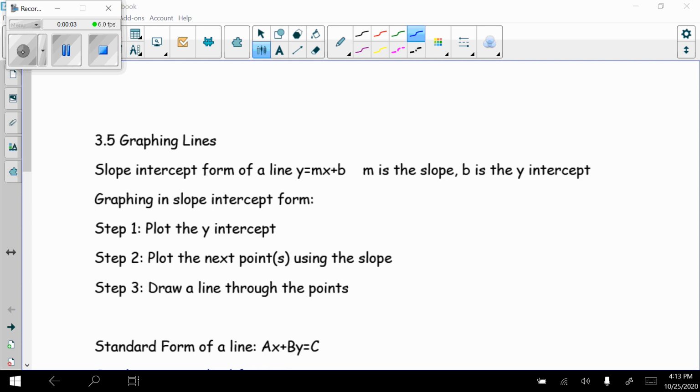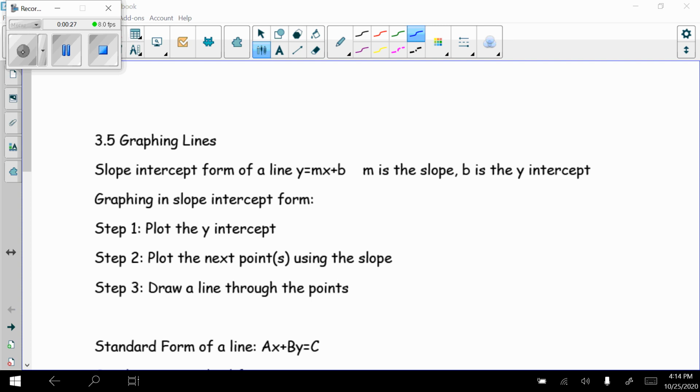Today in geometry, we're going to look at section 3.5. We're going to look at graphing lines. Again, this should be a review for us from Algebra 1. Hopefully we did this in Algebra 1. Today we're going to look at graphing lines in slope-intercept form, along with standard form, and then also horizontal and vertical lines. So let's just recall, what is slope-intercept form of a line?